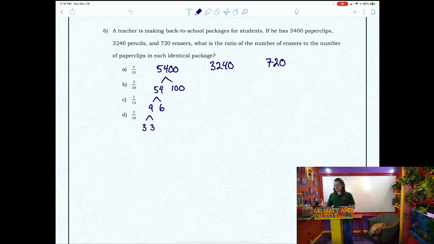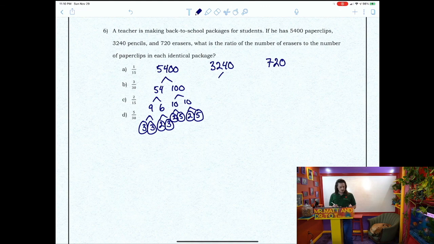3,240 ends in a 0, so I know it's divisible by 10. So that's going to be 324 times 10, and 10 breaks down into 2 times 5. 324 looks like it's divisible by 9, which it is. That breaks down into 9 times 36. 9 breaks down into 3 times 3. 36 breaks down into 6 times 6, each of which breaks down into 2 times 3.